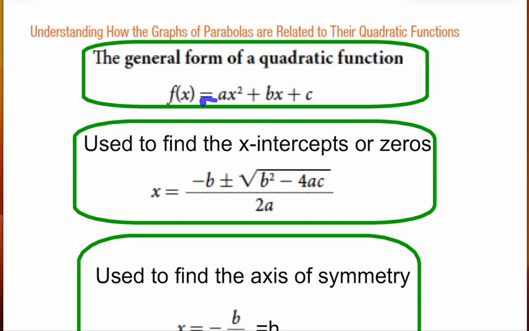So if it's in this form and you would like to know, well, where does it hit the x-axis? What are my zeros of the function? You can always use the quadratic formula. I personally always look to see, can I factor it? That's always the first thought that goes through my head. If I can't factor it, then I'm usually going to jump to the quadratic formula, okay?